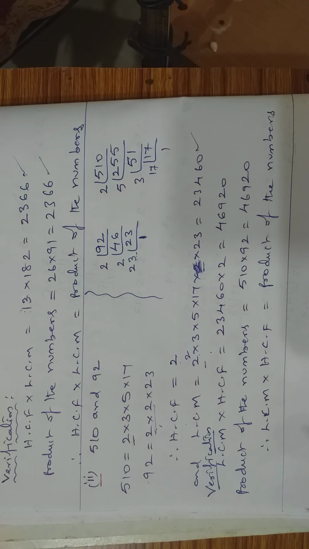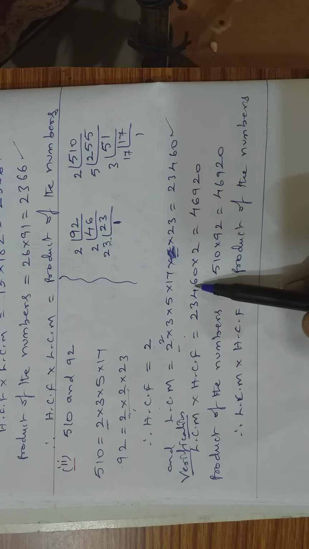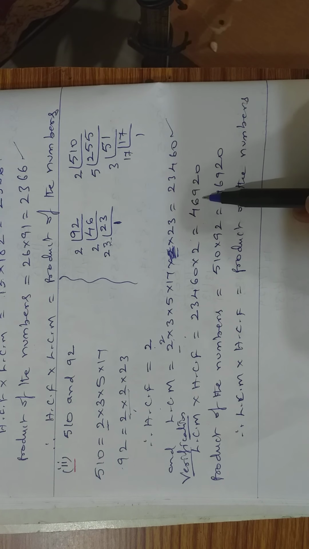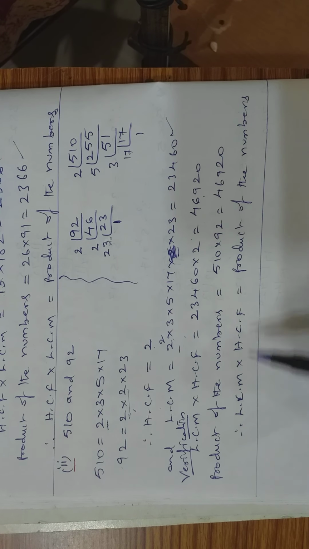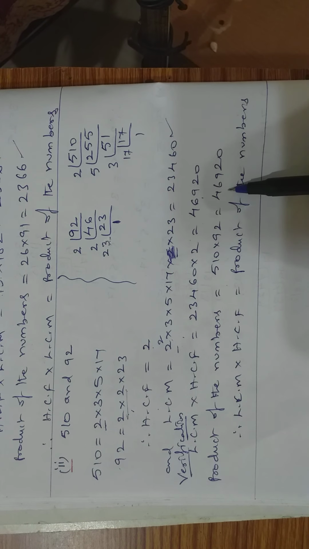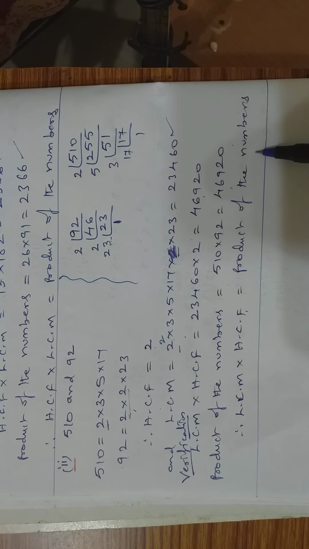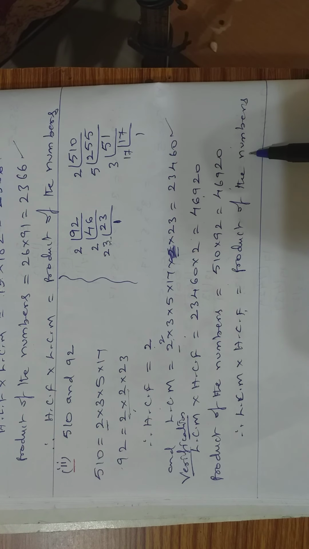Now let us verify. LCM into HCF, we get 46920. And what is the product of the numbers? Product of the numbers, 510 into 92, we get 46920. So LCM into HCF is equal to the product of the numbers.